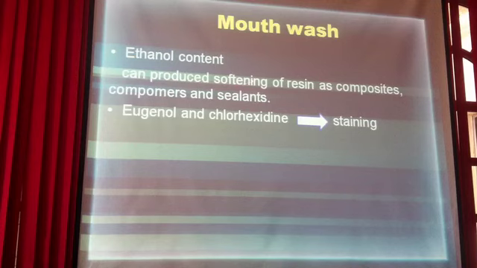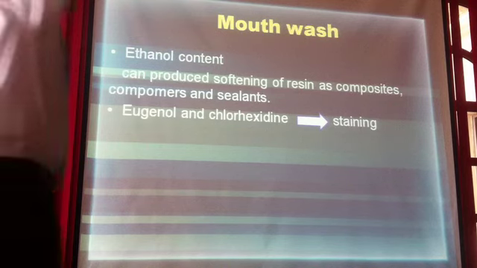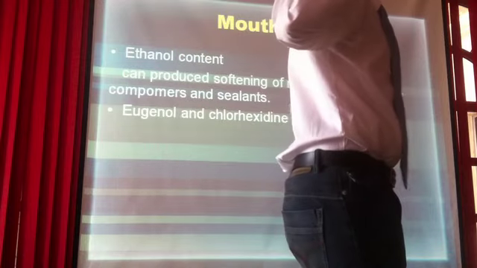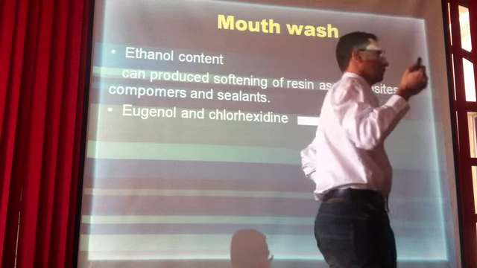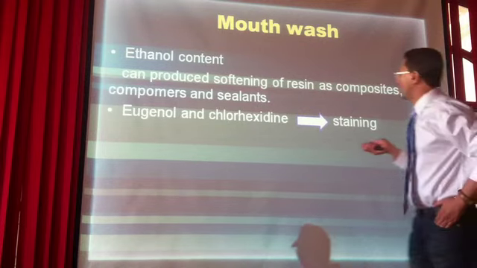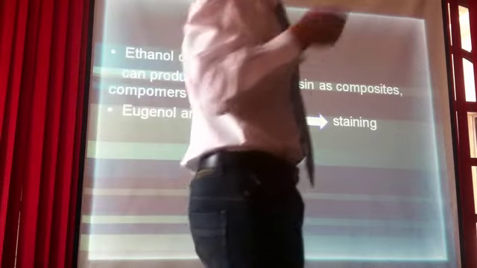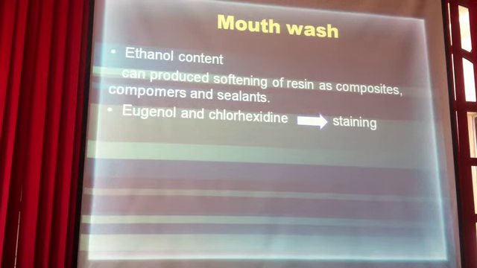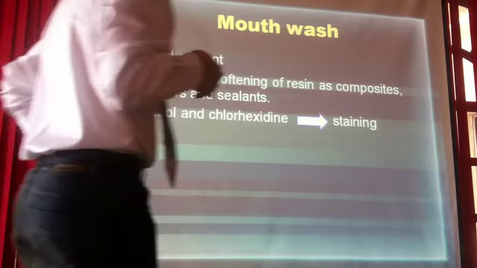Ethanol content can produce softening of a resin, such as a composite and a copolymer, a polymer sealant. This is a disadvantage of the ethanol. We have something like a filling material; the ethanol can react with or degenerate all those materials. What is the disadvantage, or the side effect, of ethanol and chlorhexidine? That's something important because this is clinically related. Clear enough?